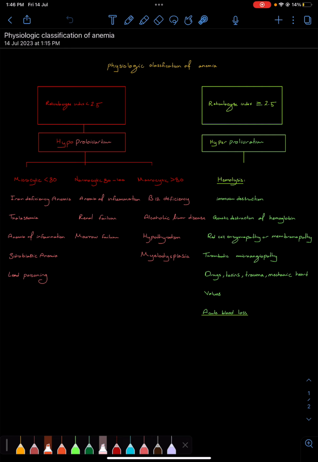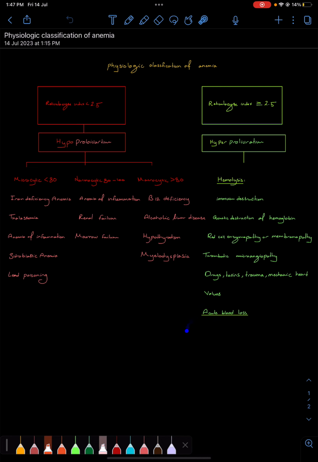So with hemolysis, such as immune destruction, it could be any kind, genetic destruction of the hemoglobin, red cell enzymopathy or membranopathy, any kind of disease, thrombotic microangiopathy, which is in the process of thrombosis and coagulation disease, and also drugs, toxins, trauma, and mechanical heart valves, all could cause hemolysis.